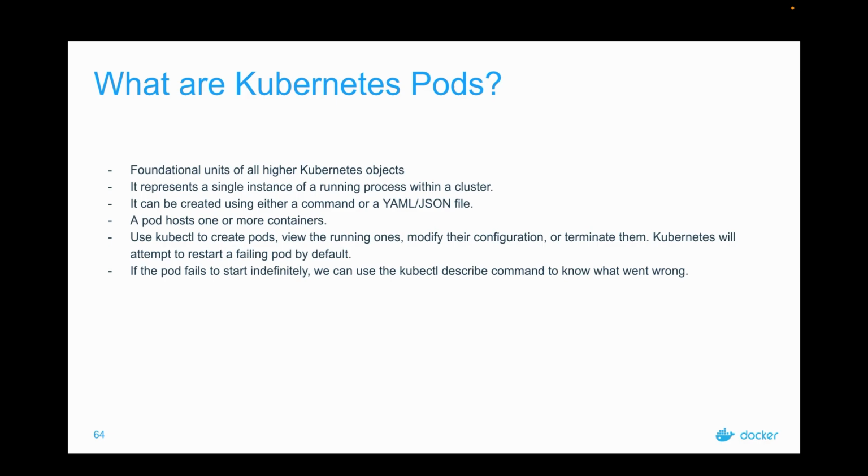Now, you might have a question especially about the lifespan of pods. So pods are designed to be disposable and ephemeral, just like containers, right? Which were ephemeral in nature. So these pods can be created, can be scheduled, can be destroyed dynamically. And Kubernetes manages the life cycle of the pod. So we do have one of the slides where we talk about the life cycle of pod. So what happens if pod fails? If a pod fails to start indefinitely, we can use the kubectl describe command to know what's going wrong. So this is basically for debugging purposes.